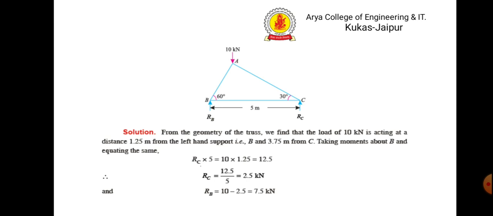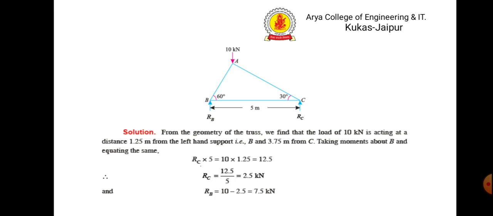Now, we will take the moment about the point B. So RC into 5, that is anti-clockwise, and 10 into 1.25. How does 1.25 come? It is nothing but BA cos 60, and BA is nothing but 5 cos 60. So ultimately it will come to 1.25. So RC into 5 equals 10 into 1.25. So RC is 2.5 kilonewton.